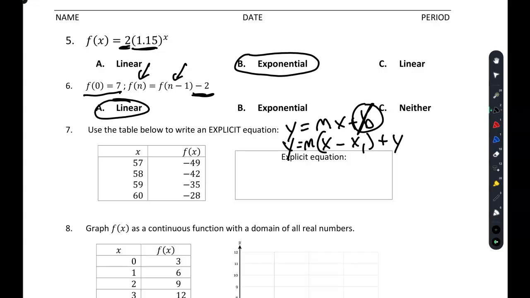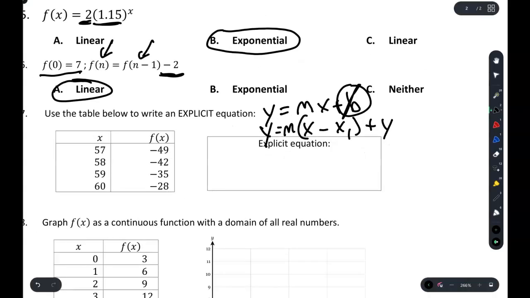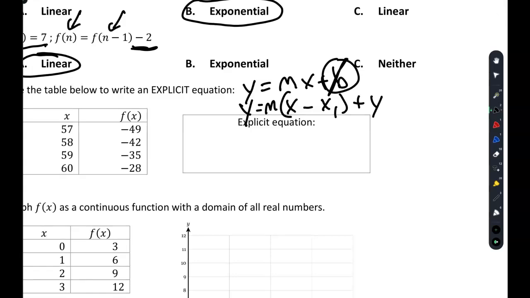So in order to make that work, we have to find the slope. How do we find the slope? Well, we're going to take these two points and plug them into this formula. This is the slope formula: m is equal to y2 minus y1 over x2 minus x1.